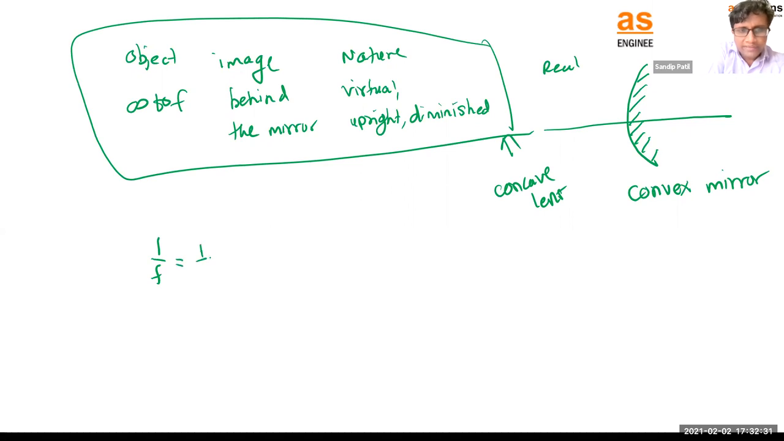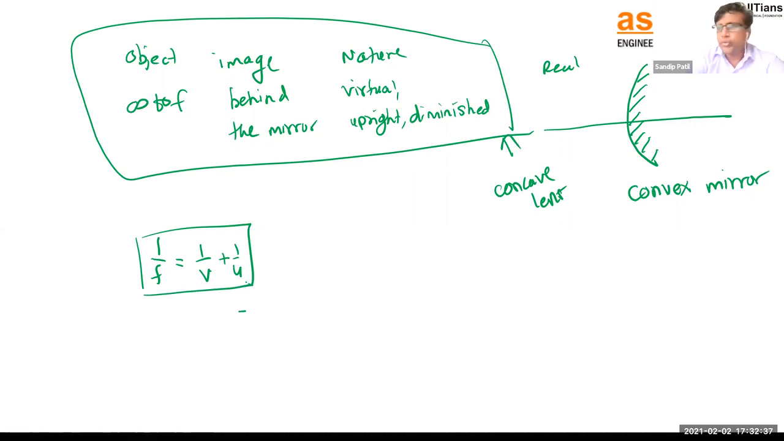Important formula: 1 upon f is equal to 1 upon v plus 1 upon u, where u and v are the object distance and image distance, and f is the focal distance, we can say, of the mirror. Again, remember the sign conventions I told you about. Those are also important, right?